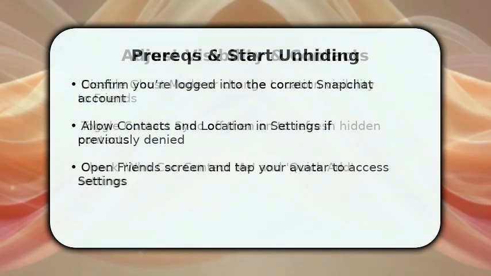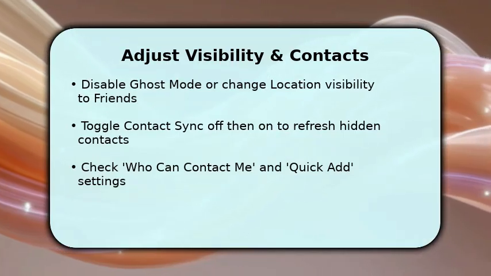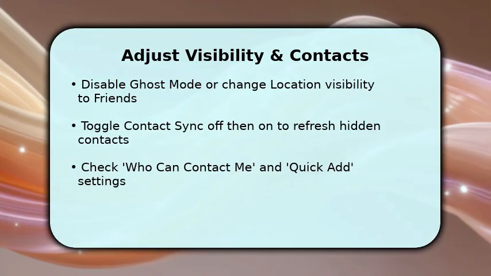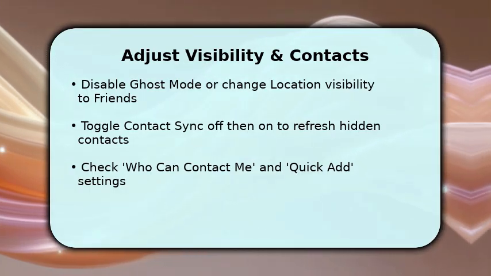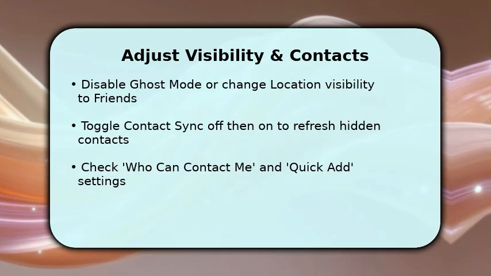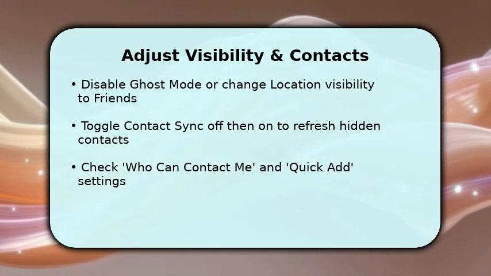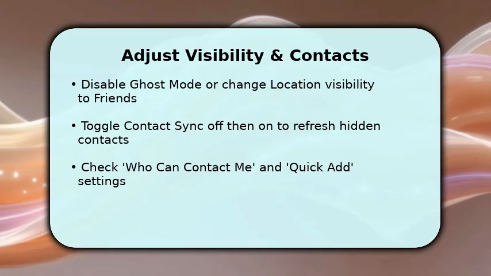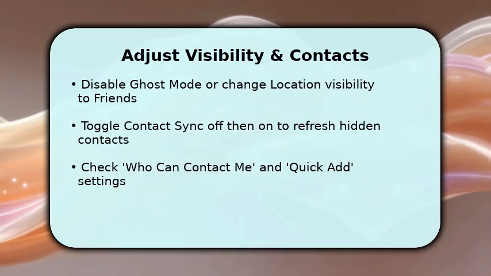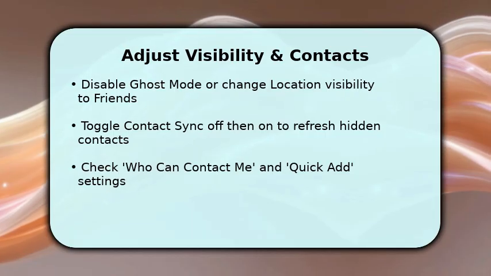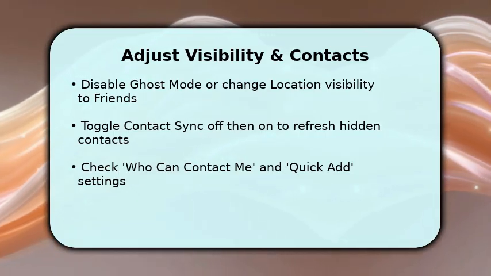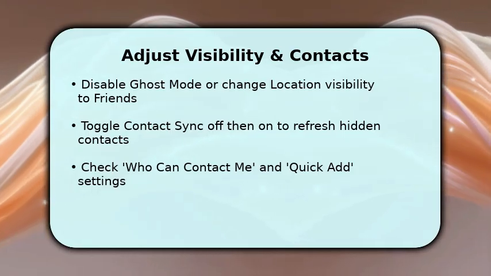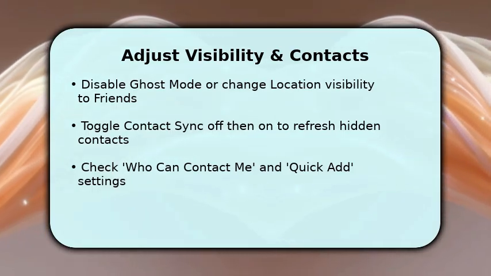Once in privacy controls, disable ghost mode or set location visibility to friends so location-based hiding stops. Then go to Manage and toggle Contact Sync off, pause a few seconds, then toggle it back on. This forces Snapchat to re-index your address book and often restores hidden friend entries. Next, verify who can contact me and quick add. If set too restrictive, make sure friends or friends of friends are allowed. These steps adjust both visibility and the contact list so hidden friends reappear.